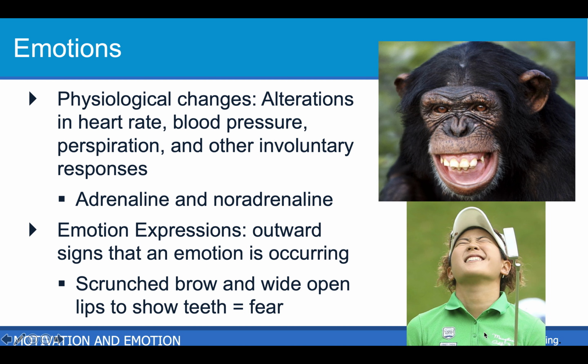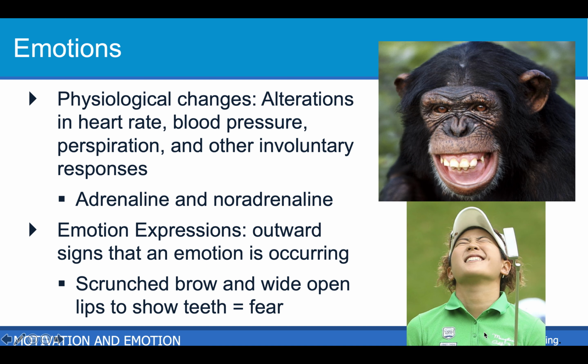Emotional expressions are outward signs that an emotion is current. So that's what we actually see. For an example, here on the top is a chimpanzee, and you see the lower lip pulled down. You see their teeth showing, and the lips are pulled back. This is not a smile. This is not a happy chimpanzee. This is a fearful chimpanzee. Chimps will pull their teeth back in a grimace when they're afraid.